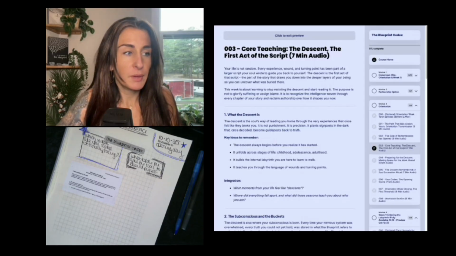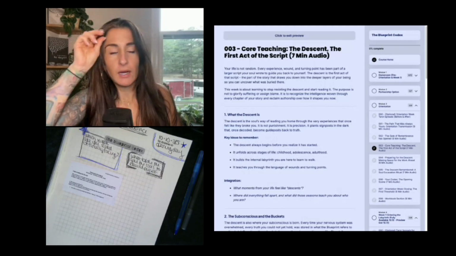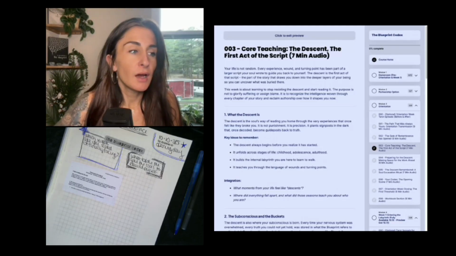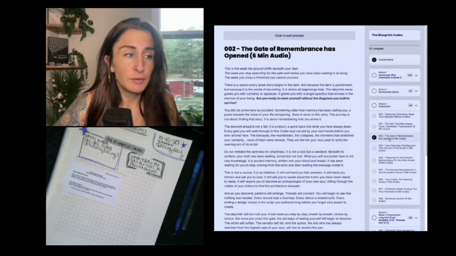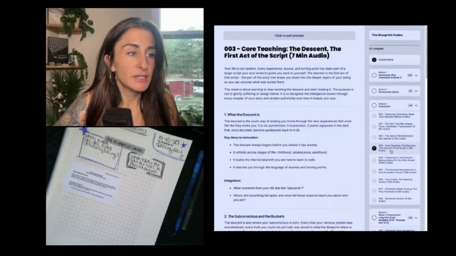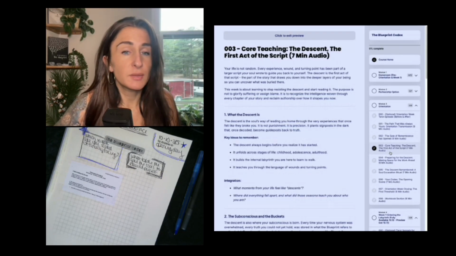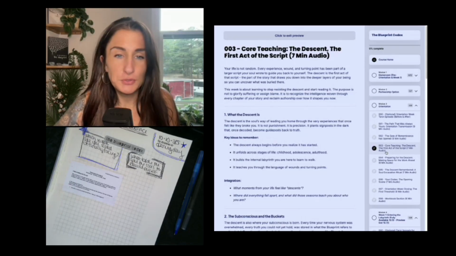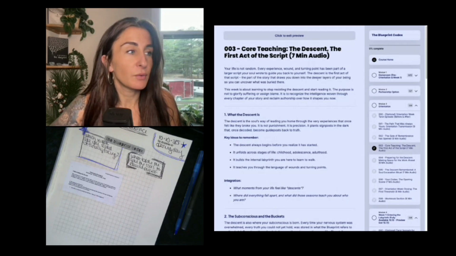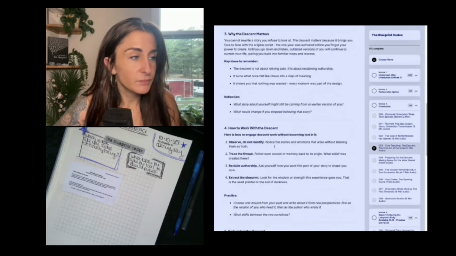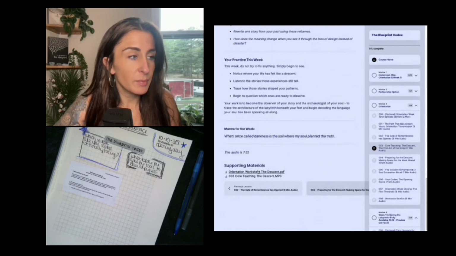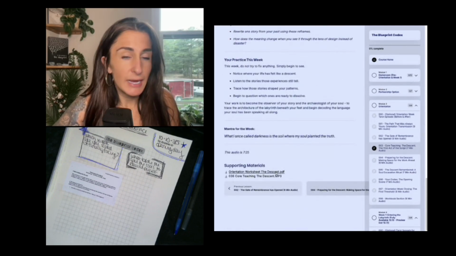We are now in 003 under module 3, under the core teaching of the week. We just completed the gate of remembrance, and now we're down to the core teaching, which talks about the descent. This is the first act of your script. Now, read this part here. All of this also is available at the bottom of the page as a PDF.